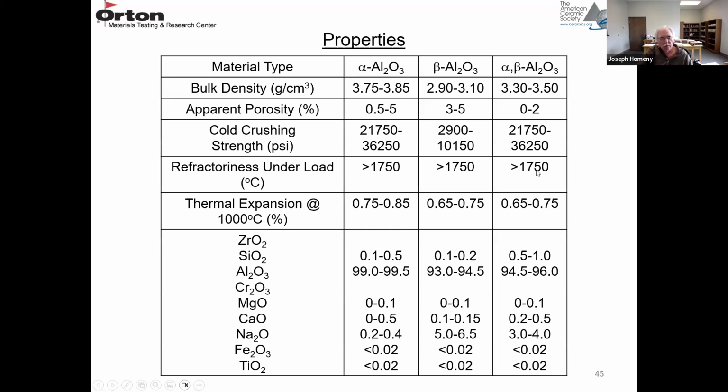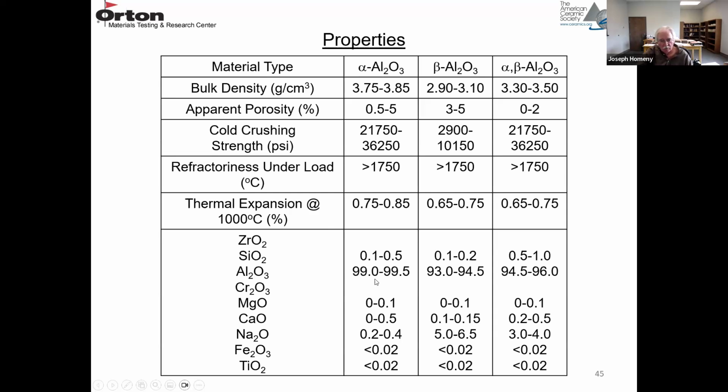They're high temperature materials, so the RUL, refractoriness under load, is greater than 1750 degrees C, and the thermal expansion is relatively high. This is percent at 1,000 degrees C again. So about 0.8, 0.7, and 0.7.